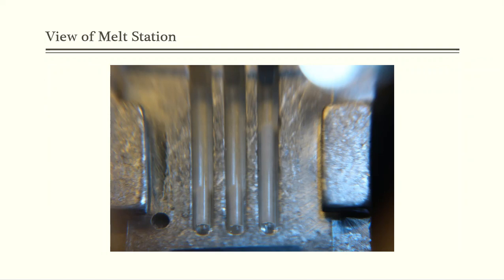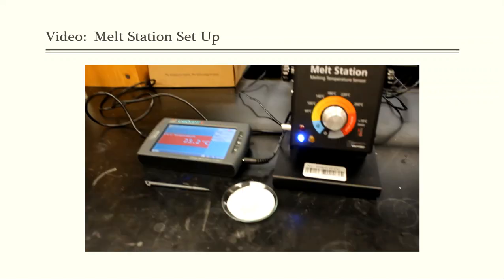This is looking through the viewfinder. I can see those plugs. Those plugs are down here at the very bottom. There we go. And once again, these beveled edges down here at the bottom, that is not liquid. That's just empty space. All right, so here's a video, just in case you need to see one again, of the melt station setup, and I'll play this for you so that way you can get a visual image of what's happening.